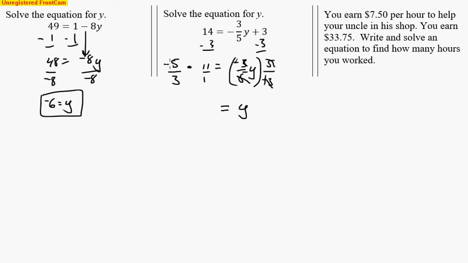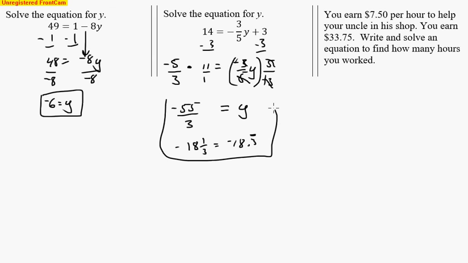So here they are, and we go ahead and multiply across. Since there's no cross canceling, I'm left with negative 55 thirds. And so if I was to divide 3 into 55, it goes 18 with 1 left over. So negative 18 and 1/3, which also equals negative 18.3 repeated. So any of those answers are fine.